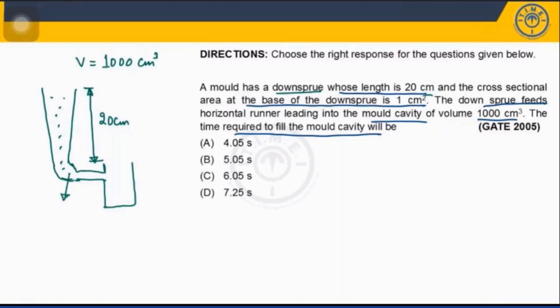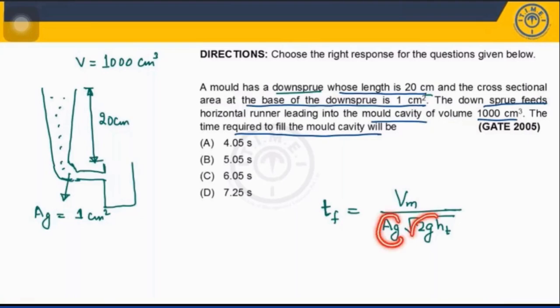And the area at the base of the down sprue is also given. That means the area at the gate is given as 1 centimeter square. So what is the time required for filling the mold cavity? The volume of mold divided by A_G, that is the area at the gate, times root of 2 g h_t. Okay. Now you can see here, this is the area and this is the velocity.